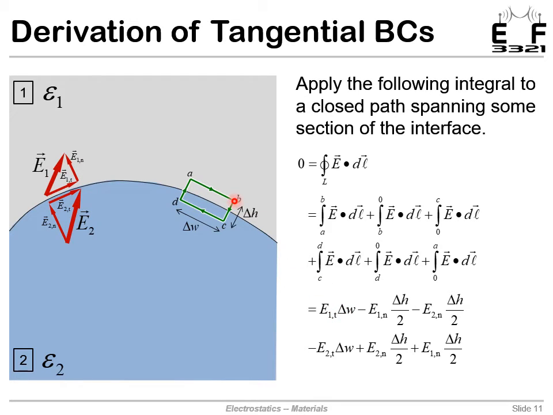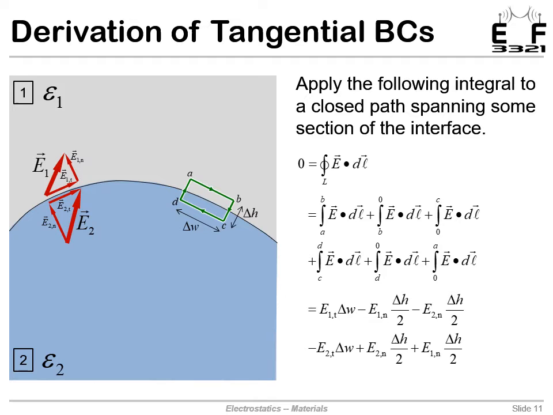Now the second integral, we're going from B down to 0 of E dot dl. Since we're integrating in the normal direction, that's E1 normal. And the total length of this side is delta H, so the length of this integral just from B to 0 is delta H over 2. Notice there's a negative sign out there. That's because the positive direction is upward, but we're integrating backward. So we put a negative sign here.